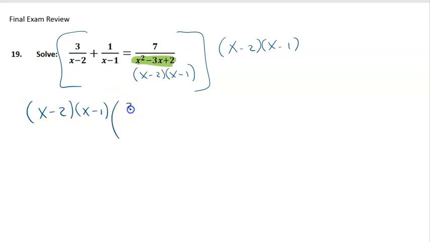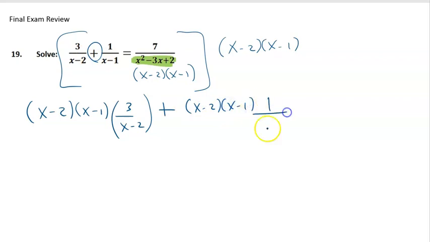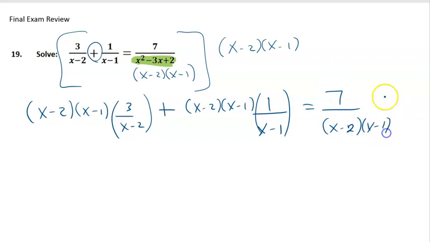So that's going to be x minus 2 times x minus 1 times 3 over x minus 2. Then I'm going to multiply, well, we have a plus from here, another x minus 2 times x minus 1 times 1 over x minus 1. And then on the other side, I have 7 over x minus 2 times x minus 1, that was my original problem, times this x minus 2 times x minus 1. I'm multiplying that by all of them.